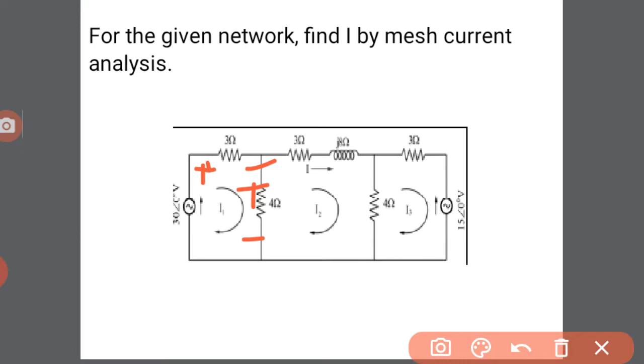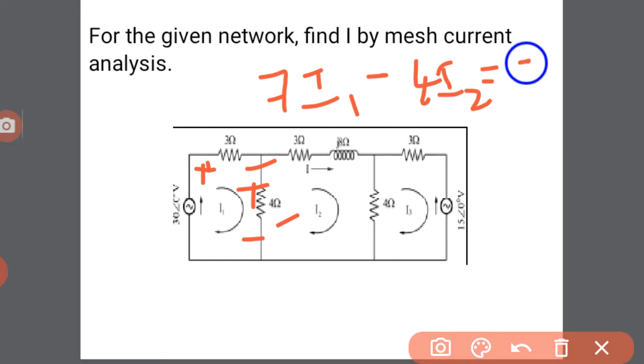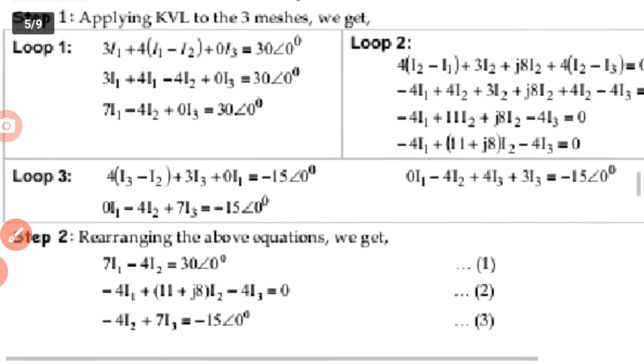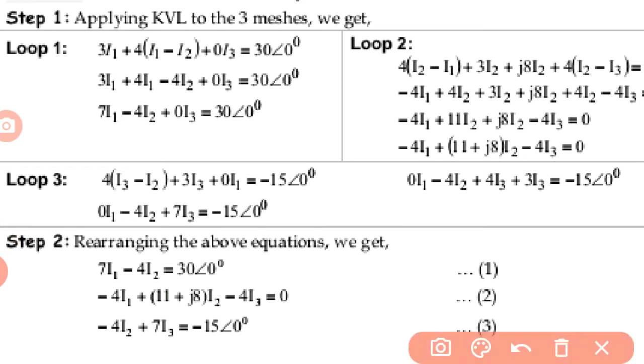First, the self impedance is 3 plus 4, that is equal to 7 into I1. The mutual impedance between loop 1 and loop 2 is 4 ohms, that is minus 4 into I2, is equal to 30 angle 0 degrees. That is loop equation 1. Just go through this: loop 1 is 7 into I1 minus 4 into I2 plus 0 into I3 equal to 30 angle 0 degrees.